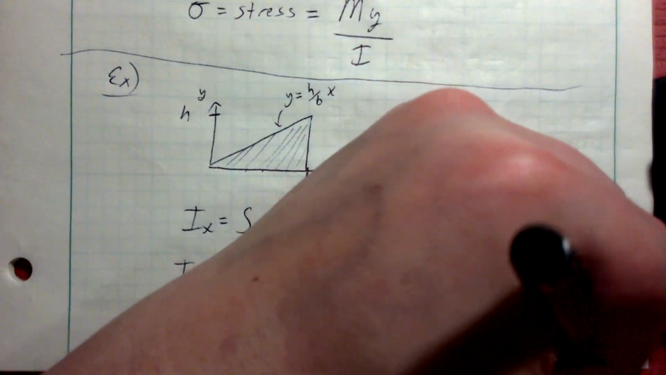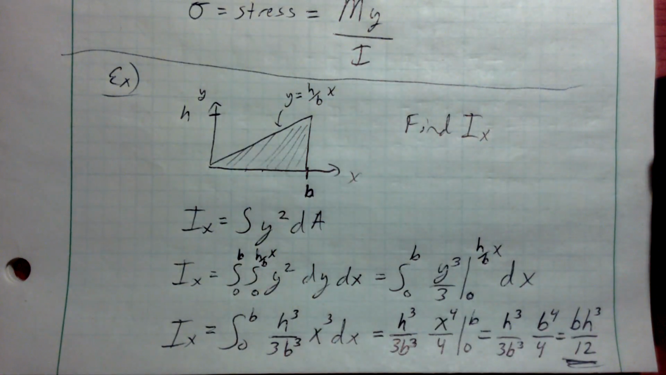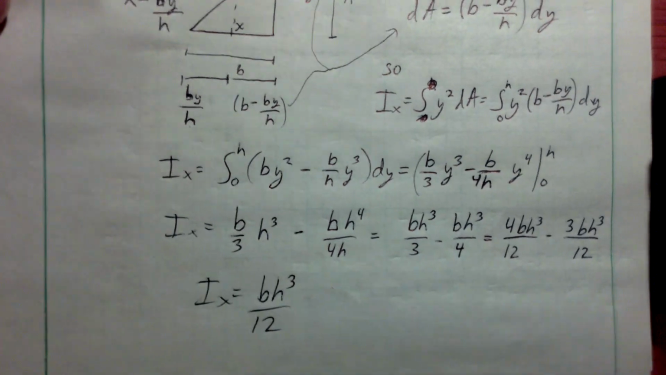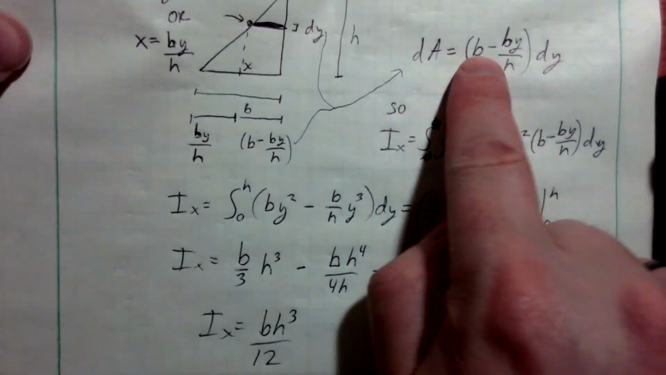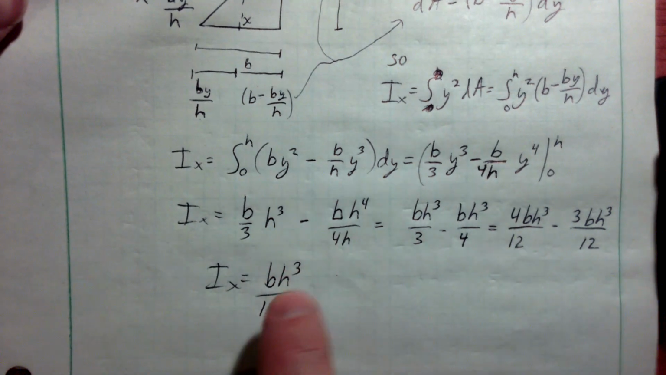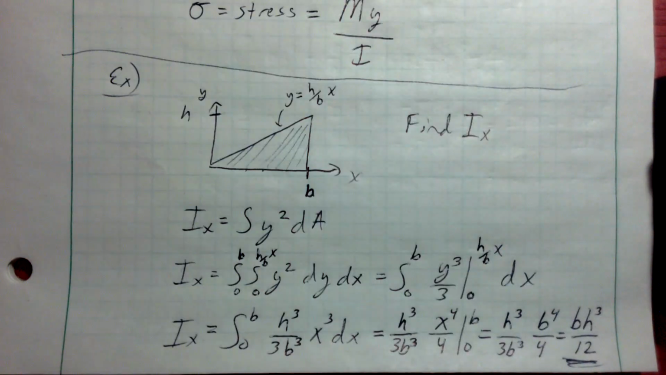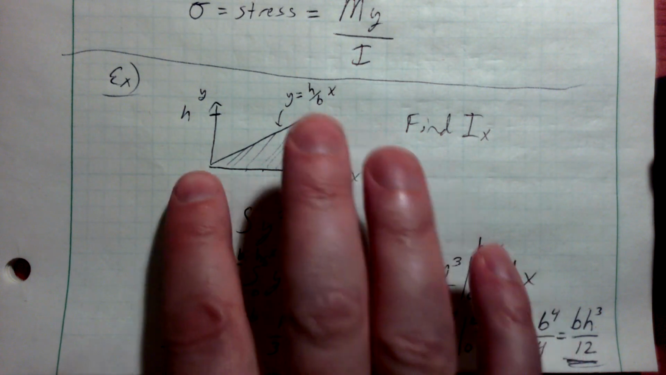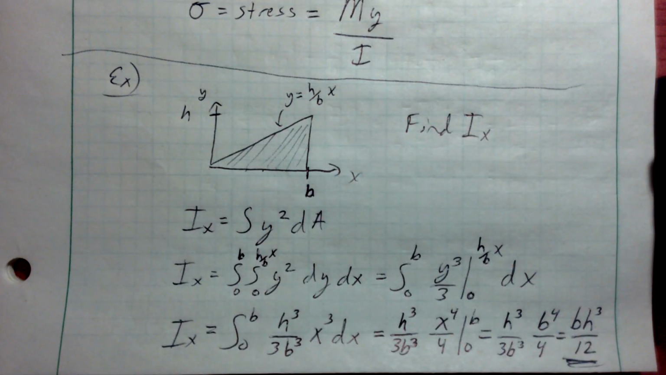This is my answer, which if you do it the way they would do it in the book, assuming that you don't know how to do double integrals, and finding dA as a function of dy, you'll get the same result, bh cubed over 12, which is what we got. Double integrals, calculus. It's kind of cool. It works. Okay. Now that's if I've got a function and I need to know about this bottom x-axis.